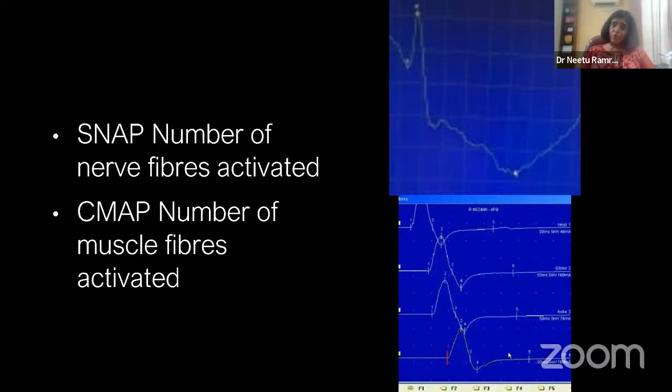So when we do these studies, when we say SNAP or sensory nerve action potential, that is a summation of the nerve fibers of that particular nerve which are activated. And when we use the term CMAP, it is the number of muscle fibers which are activated on giving the stimulus. There's a little technical difference between the two of them.